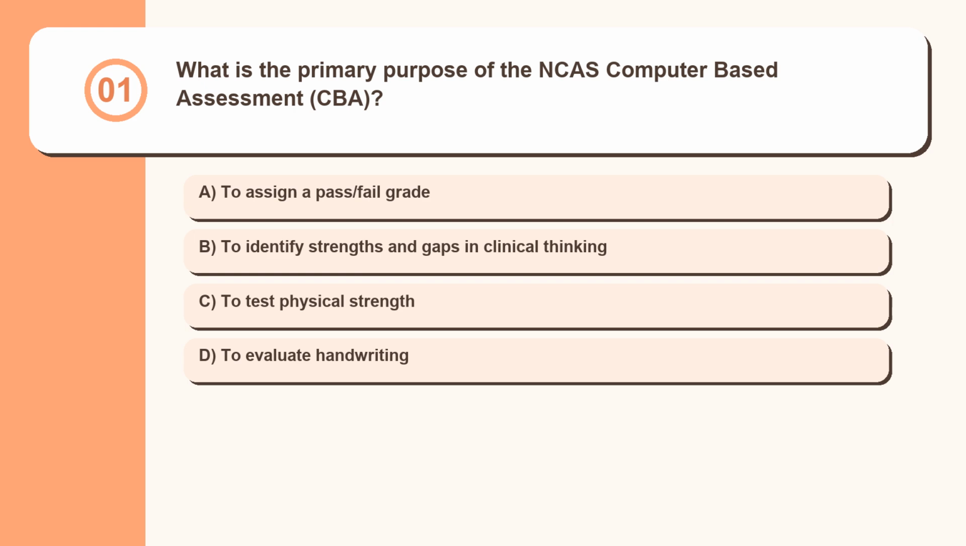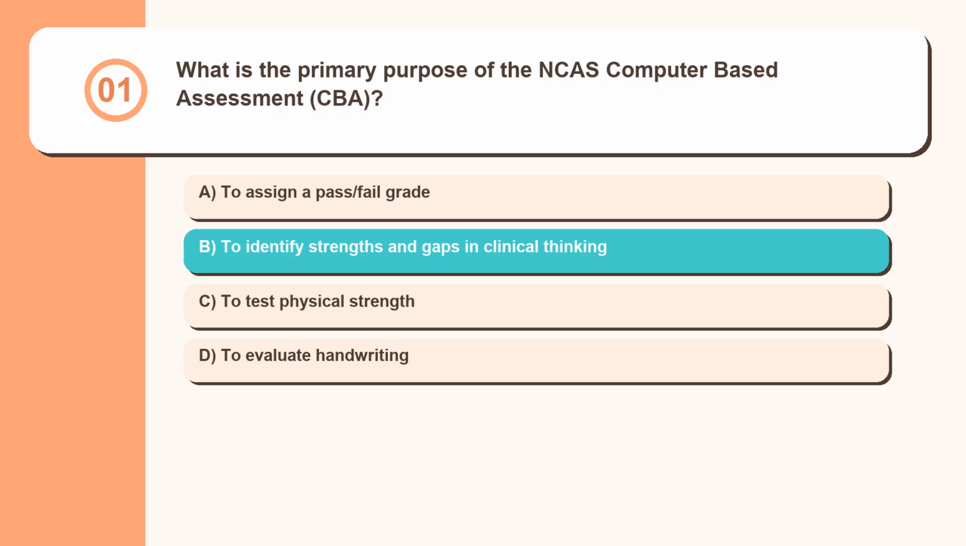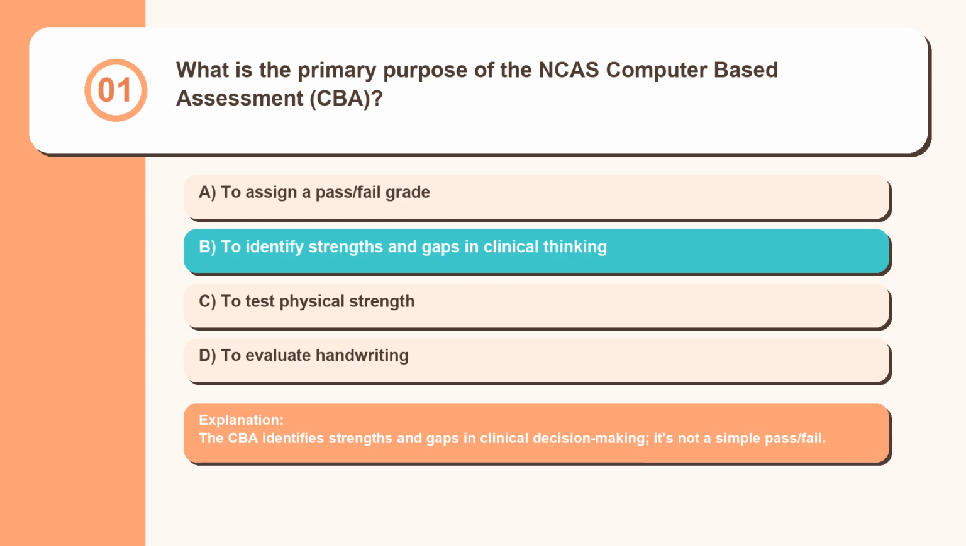Question 1. What is the primary purpose of the NCAS Computer-Based Assessment, CBA? To assign a pass/fail grade. To identify strengths and gaps in clinical thinking. To test physical strength. To evaluate handwriting. The CBA identifies strengths and gaps in clinical decision-making. It's not a simple pass/fail.